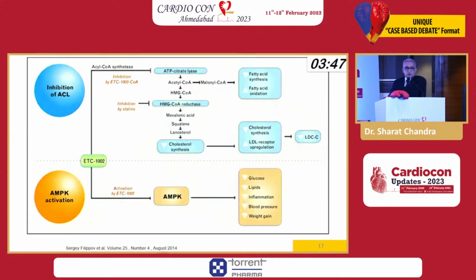And as you see at the bottom, AMPK activation leads to reduced levels of glucose. And if you have a patient who is borderline diabetic, with a slightly elevated A1C but still pre-diabetes, in situations like that, bempedoic acid may be a better alternative to statins for reducing the LDL levels.